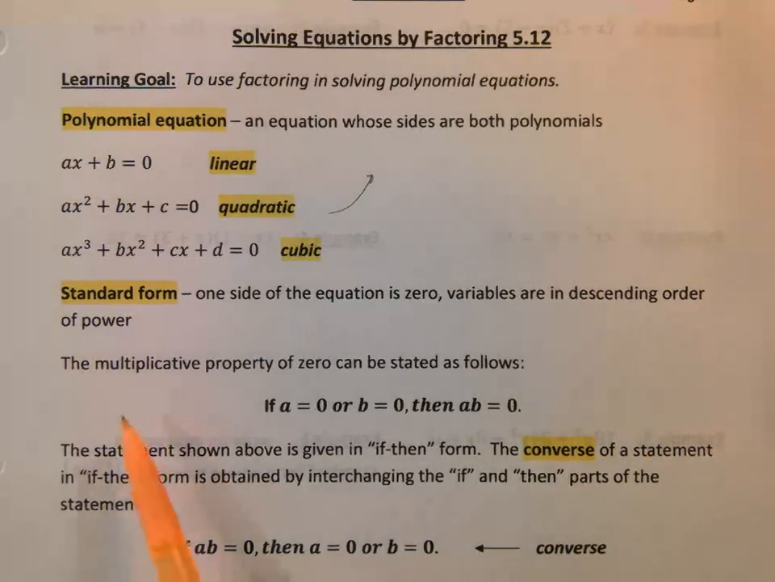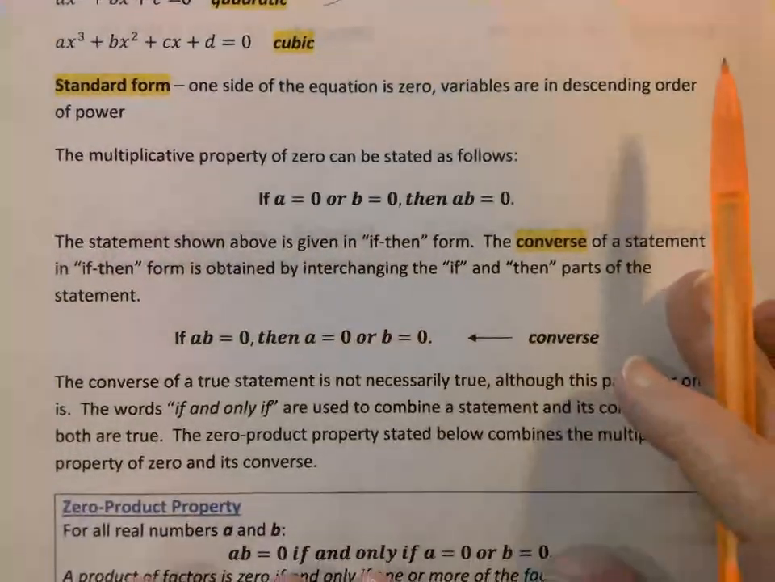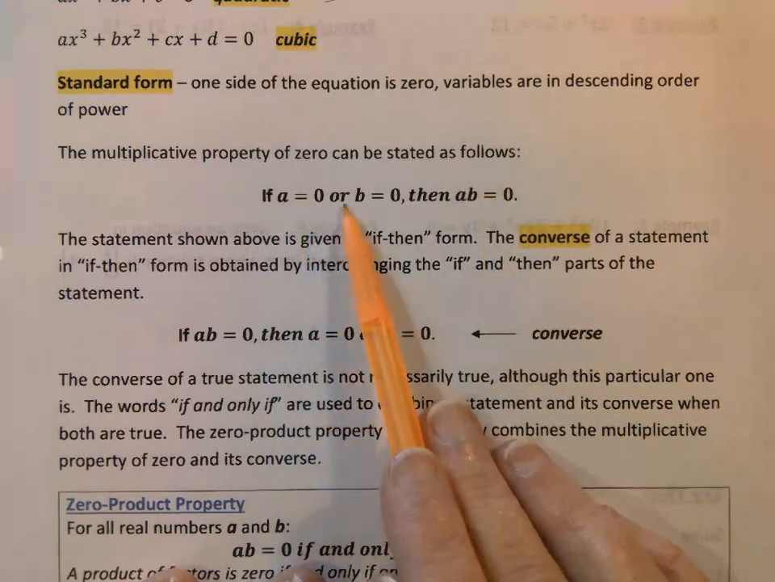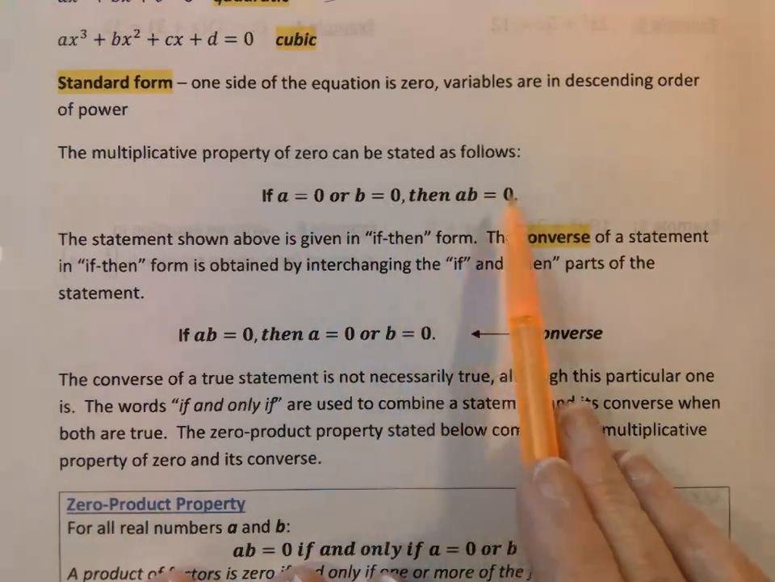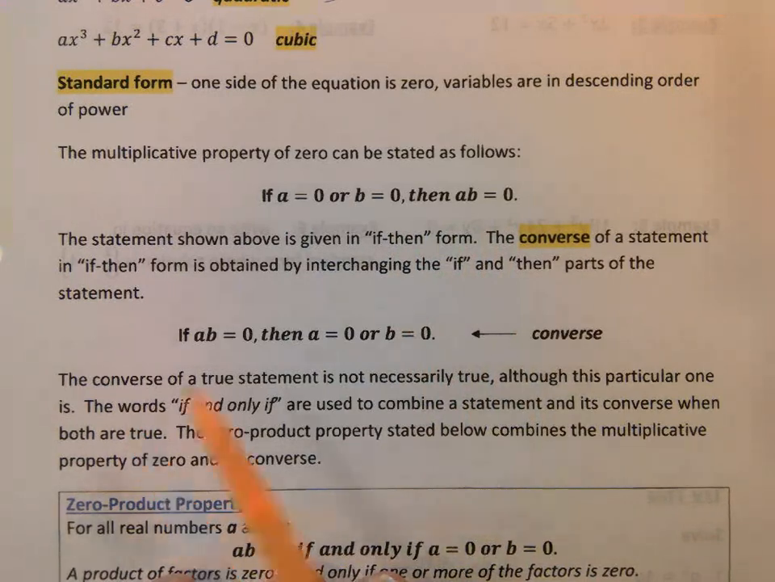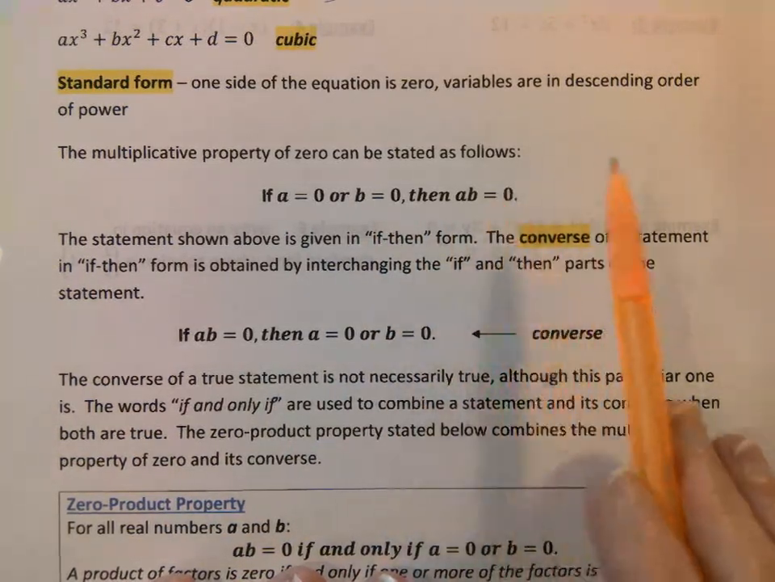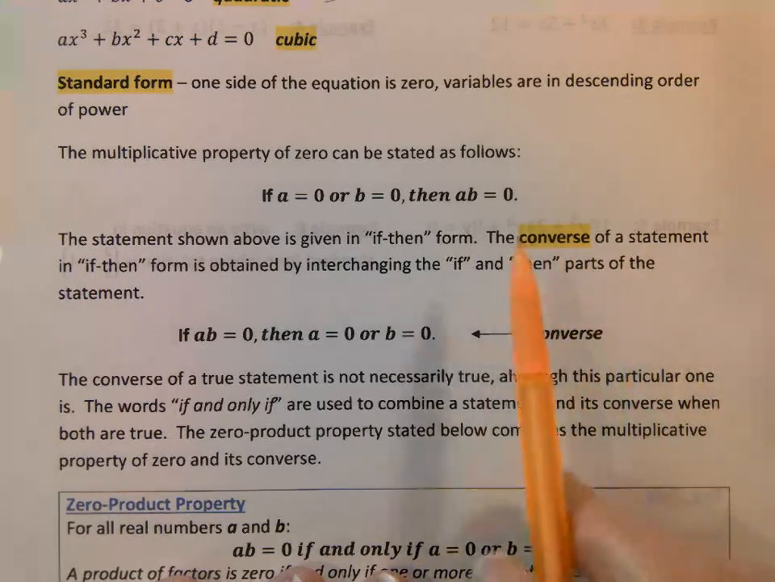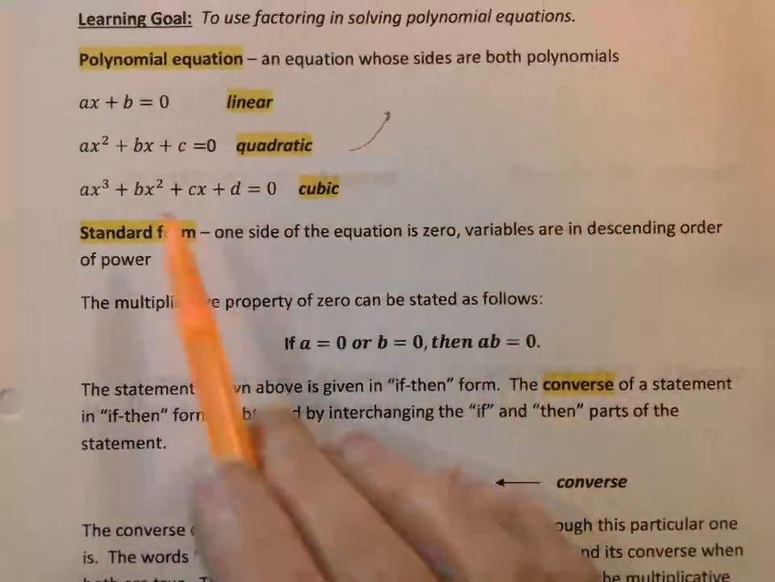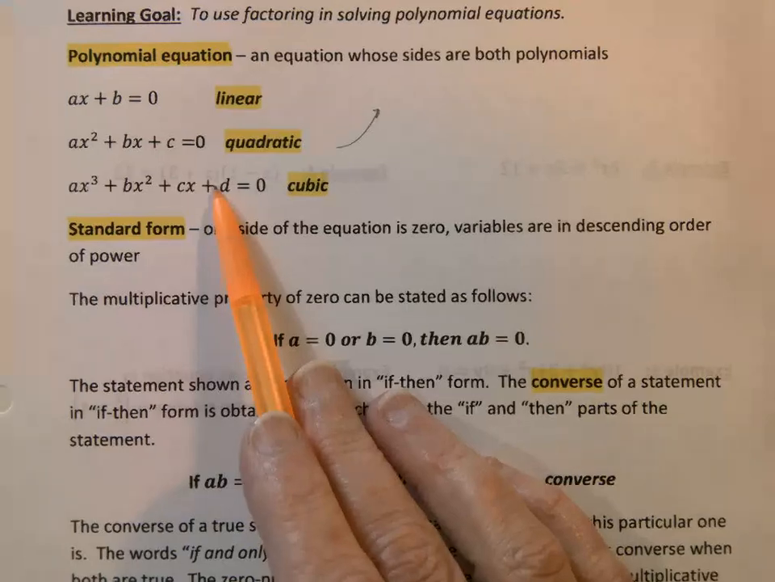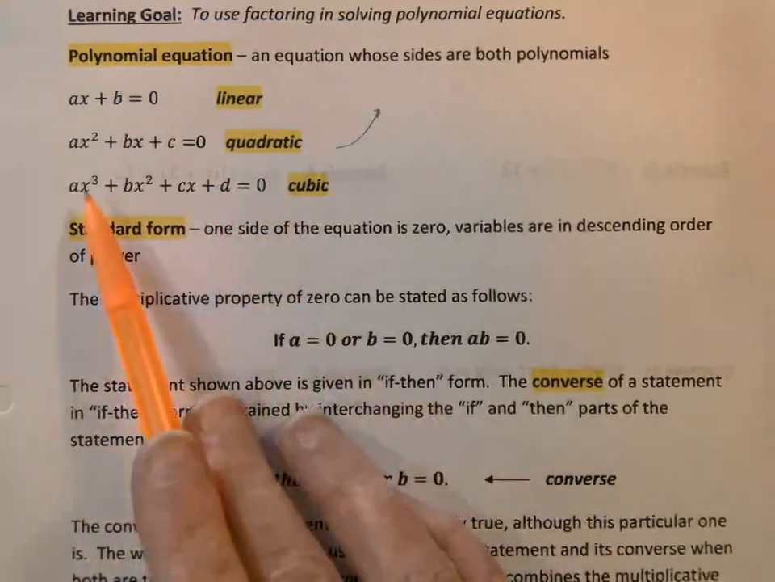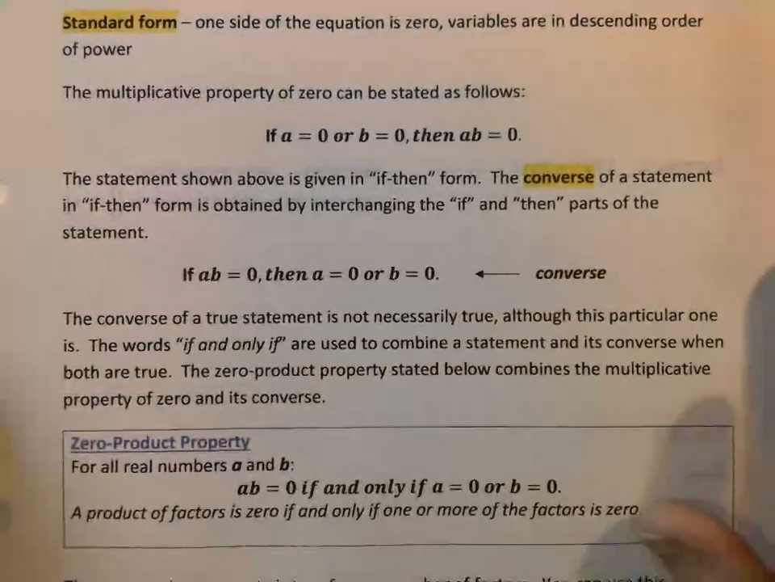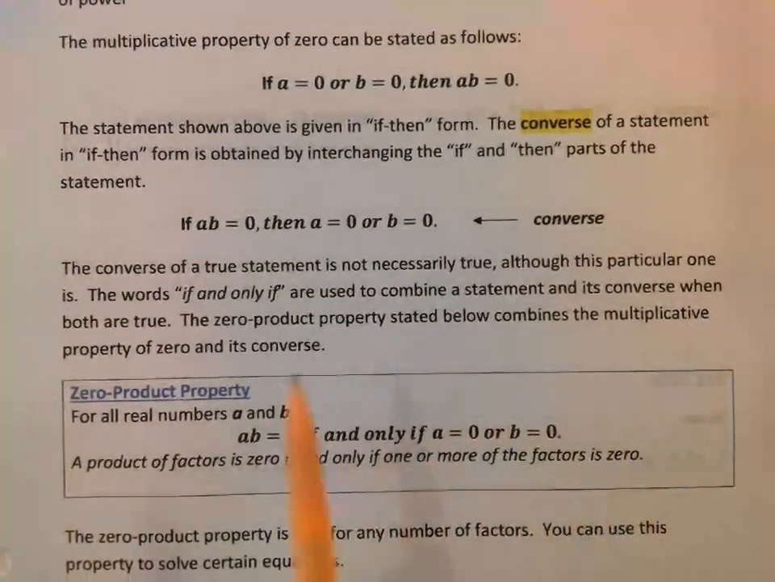So the multiplicative property of 0 can be stated as follows. If a is equal to 0 or b is equal to 0, then a times b is equal to 0. This is super important when solving polynomial equations by factoring. If I can factor this whole side and I know that it's equal to 0, that tells me that any one of those factors could be equal to 0. And that's going to come into play a little bit later.